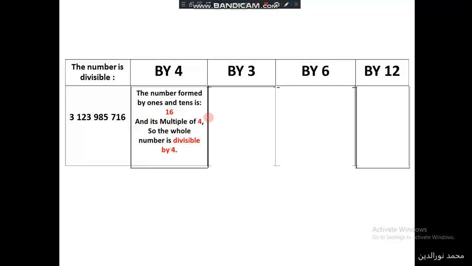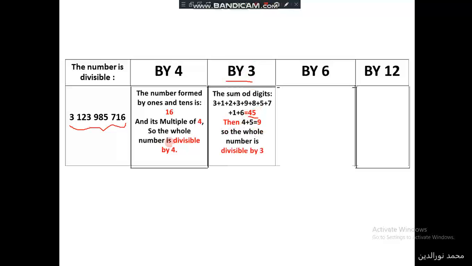Is this number divisible by 3? As we said in previous parts, to see if a number is divisible by 3 we have to add up the digits. We have to add the digits of this number. If we add these digits, it gives 45. We can add again, 4 plus 5 gives 9. When 9 is a multiple of 3, then yes, this number is divisible by 3.